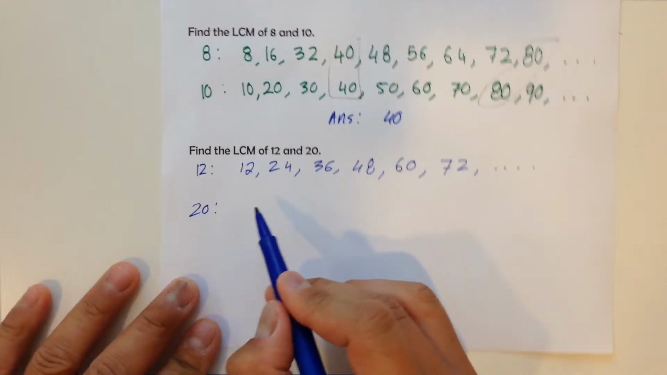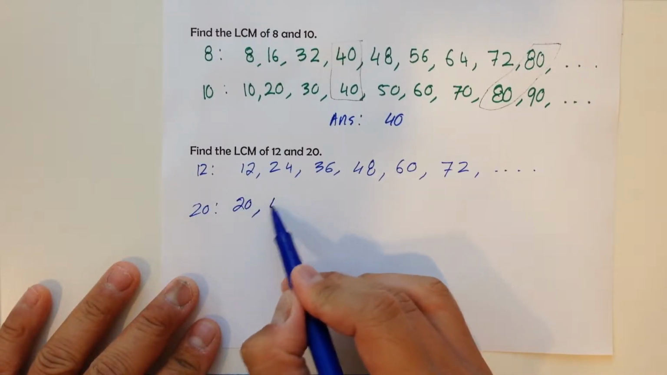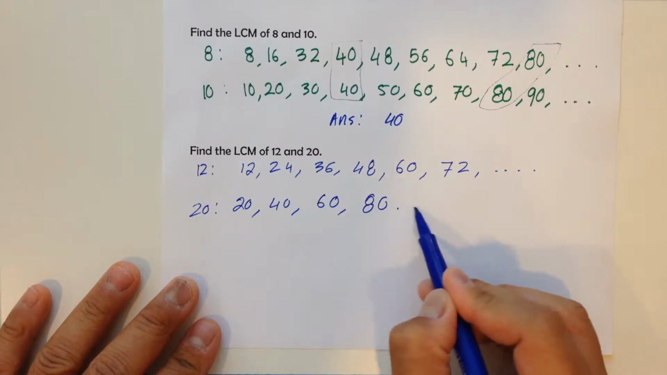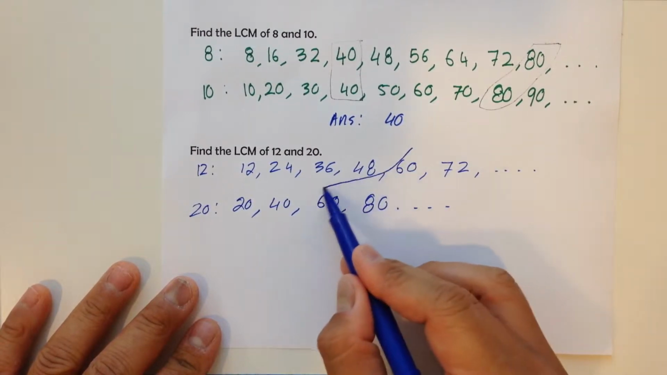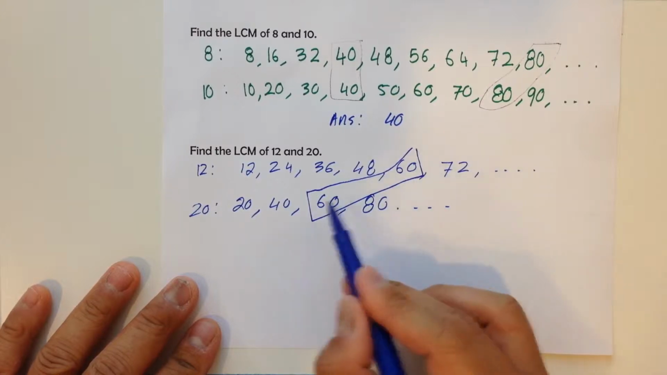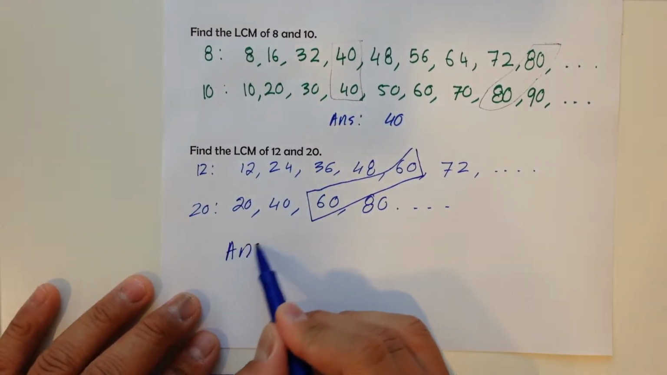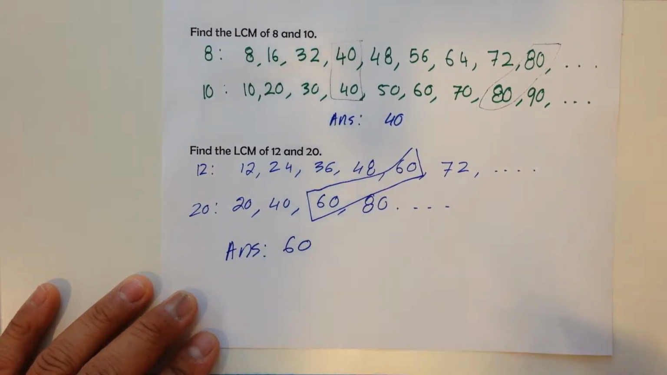Multiples of 20. 20 times 1 is 20. 20 times 2 is 40. 20 times 3 is 60. And notice that I see the number 60 repeats. So because that's the first number, that's considered the least common multiple. So the answer is 60.